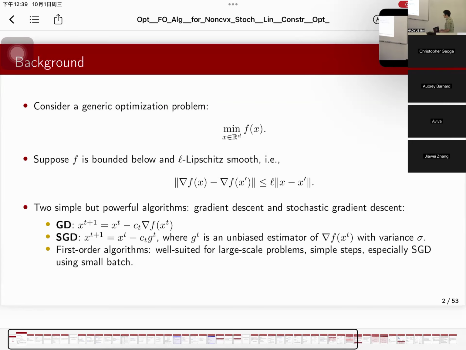Computation steps are very simple. We just need first-order derivatives, and especially when you have data-driven optimization problems or machine learning training, SGD is more preferred, as computing the batch gradient, or just the gradient at one sample, requires much less computation capacity.